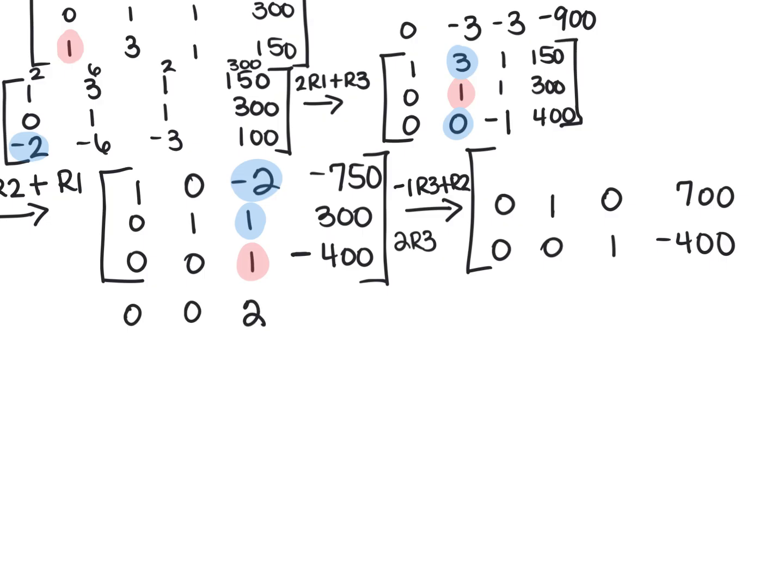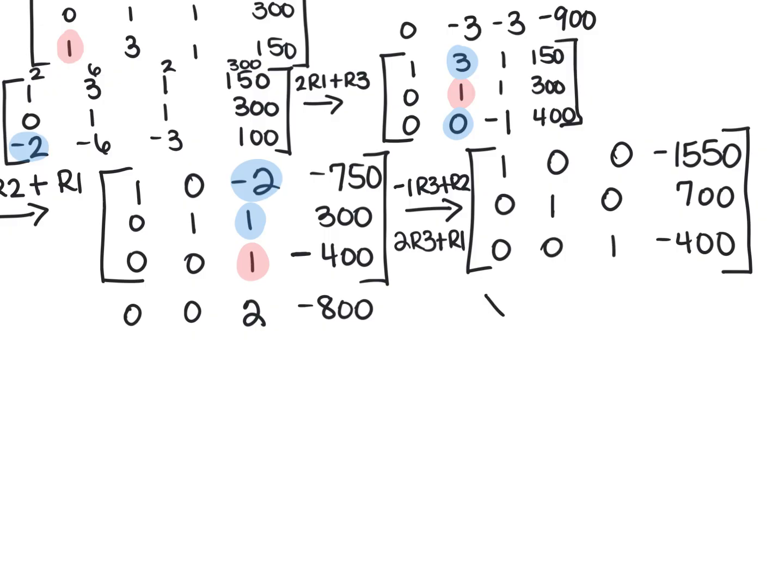And if I take negative 400 and I multiply it by 2, I get negative 800. So now we're going to add this to row 1 to finalize our reduced row echelon form. So I have 0 plus 1 is 1, 0 plus 0 is 0, 2 plus negative 2 is 0, and negative 400 plus negative 800 plus a negative 750 is negative 1550. So this finalizes my row echelon form.